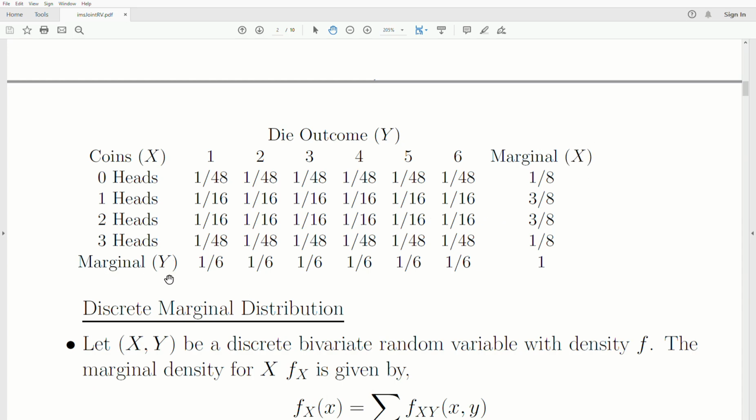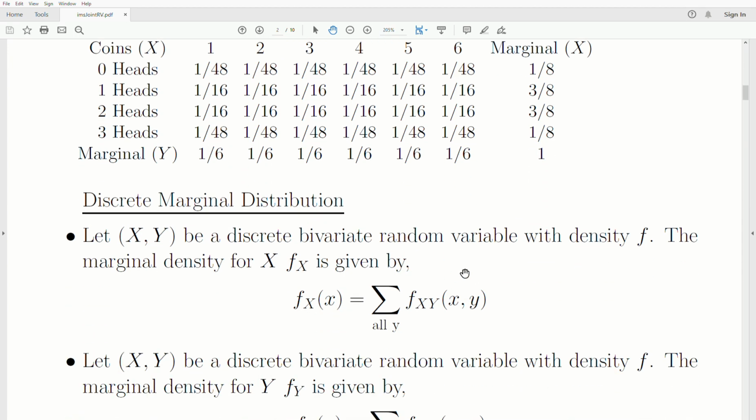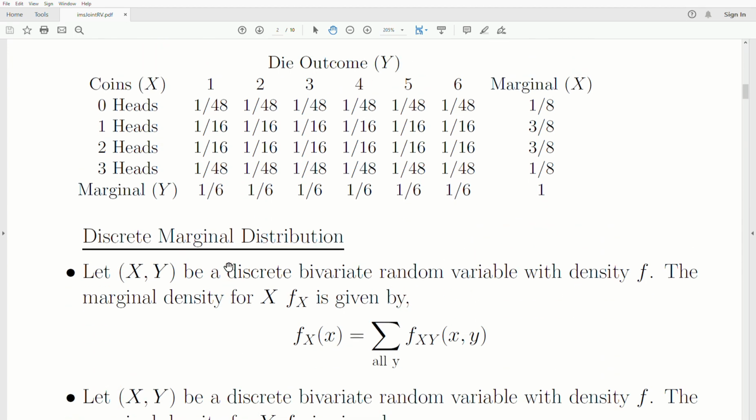And to find a marginal distribution of y, you add the probabilities by column. And they all add to 1/6, and that's what they should, because the probability of observing any number on the roll of a die is 1/6. And notice that those add to 1. And that leads us to a discrete marginal distribution.